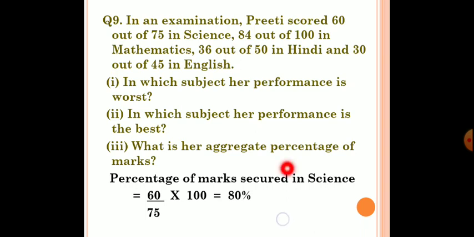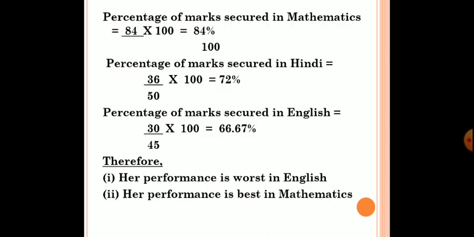So first we'll find the percentage of marks secured in science, which is 60 by 75 into 100. You know how to find the percentage: marks obtained divided by maximum marks of the subject into 100, which equals 80%. Next, percentage of marks secured in mathematics, that is 84. Total marks is out of 100, so 84 divided by 100, you'll write this 100 just below 84. So 84 by 100 into 100 equals 84%.